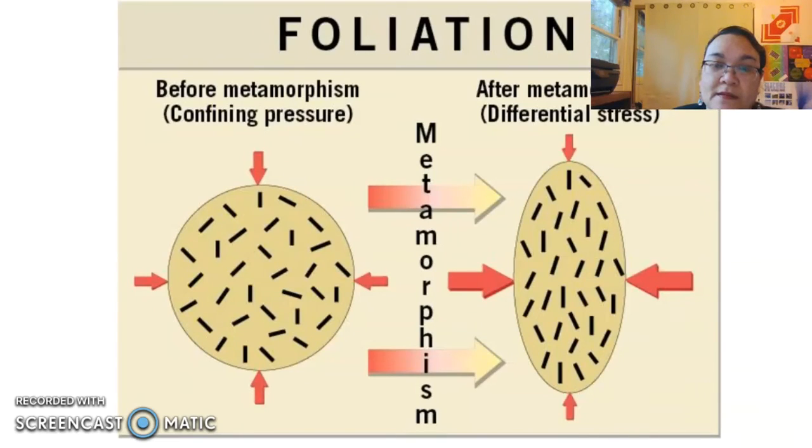Let's talk briefly about foliation and how it occurs in metamorphic rocks. In this diagram from your textbook, the protolith or parent rock has randomly aligned minerals before metamorphism, but when it's subjected to metamorphic pressures and temperatures, including differential stress, these minerals tend to line up in approximate banding or foliation.